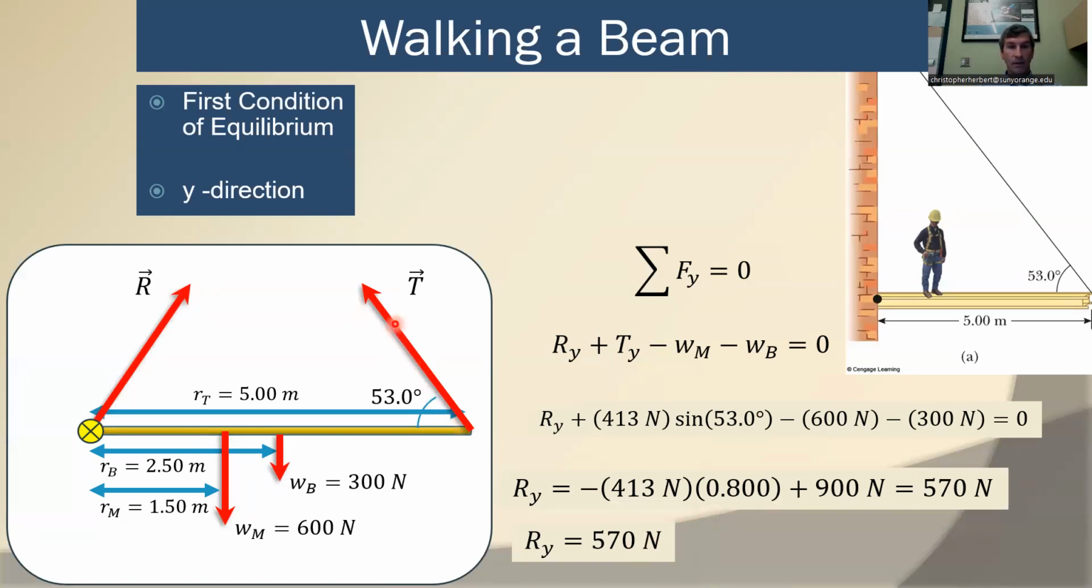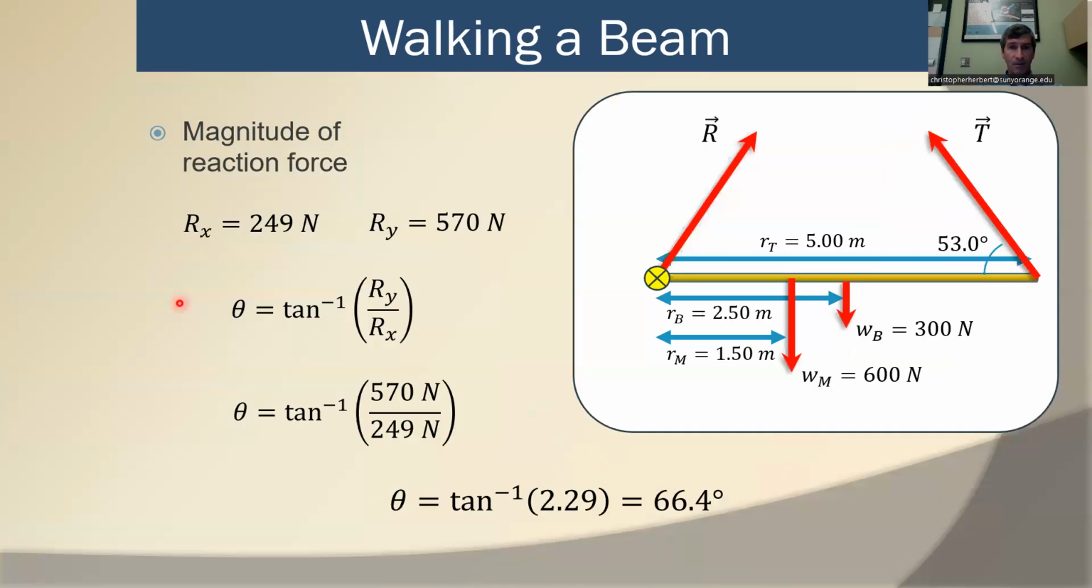I know the tension force, I know the reaction force. If I want to find the magnitude of the reaction force, that's pretty straightforward to do. If I want to find the angle, I can find that too. The angle, of course, we can use inverse tangent. We take the Y component over the X component, and we see that it's actually about 66.4 degrees. Okay, that pretty much agrees with the way I originally drew the diagram. So I'm happy with that.